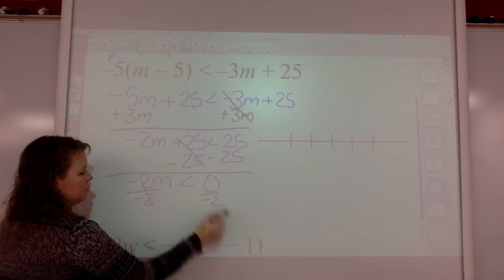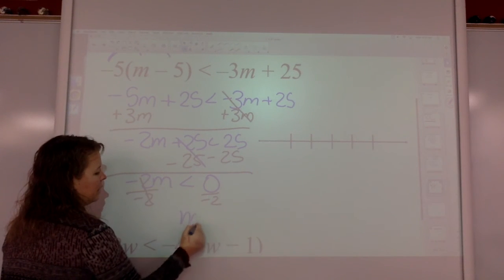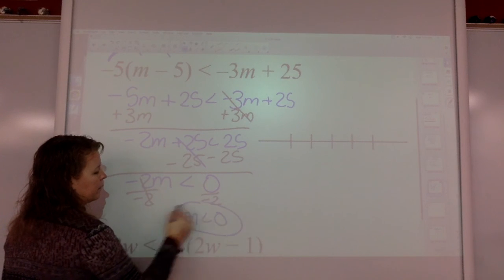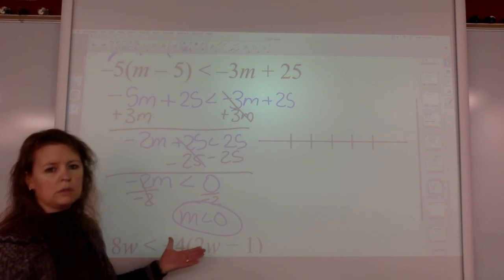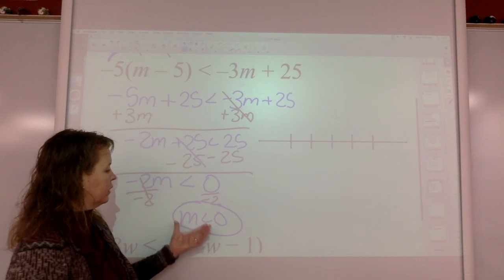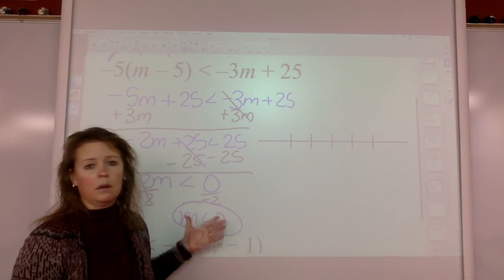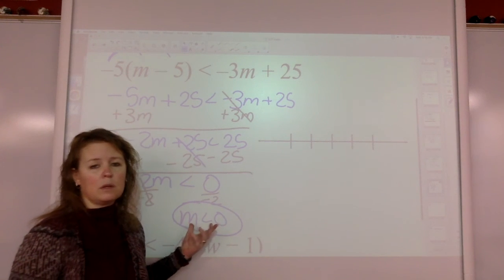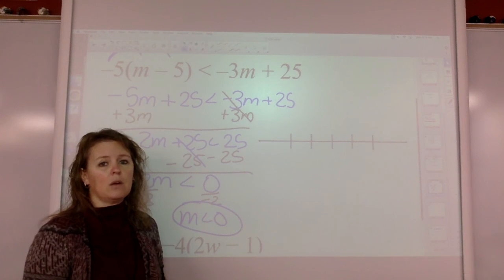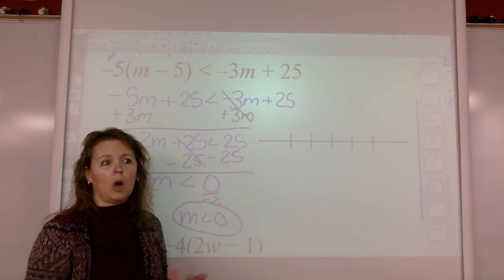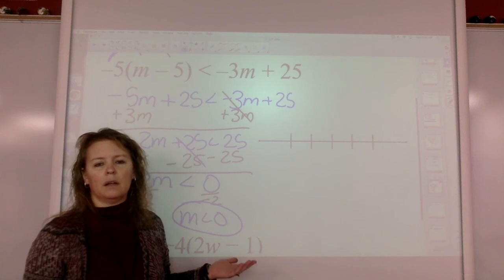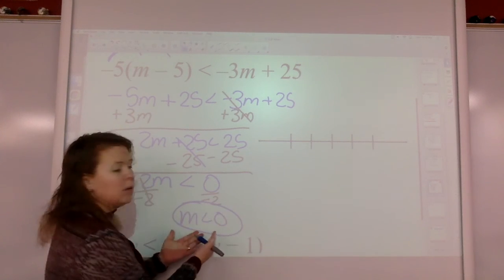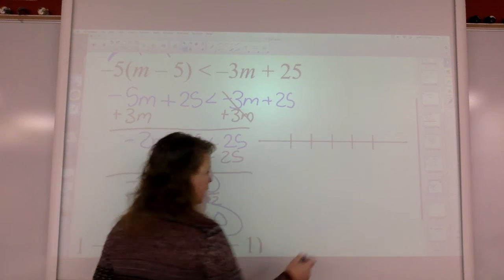Divide by negative 2. 0 divided by anything is 0. That is an actual solution. You can't say no solution or infinite solution. It's 0. We've talked about this before when we did this with equations. If it's 0 degrees outside, you don't walk out there and say, oh my gosh, there's no temperature today. There is a temperature. It's 0. Okay? So 0.